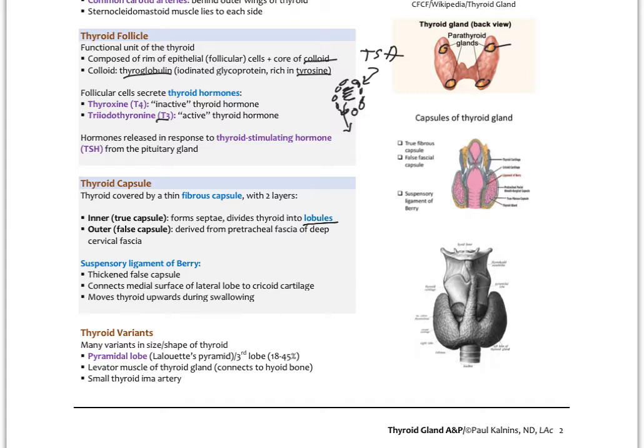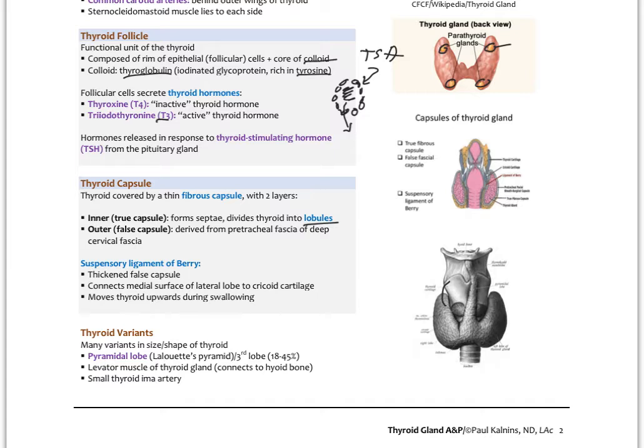There's an outer capsule, the false capsule, and that's derived from pretracheal fascia. That's part of the deep cervical fascia. And there is a thickened portion of the false capsule that's called the suspensory ligament of Berry, and it connects the medial surface of the lateral lobe to the cricoid cartilage, so it kind of extends up to the cricoid. And that helps to move the thyroid up and down with swallowing. So that's why when we have patients swallow during thyroid exam, that can actually tell us a bit about the mobility of the thyroid and so forth.